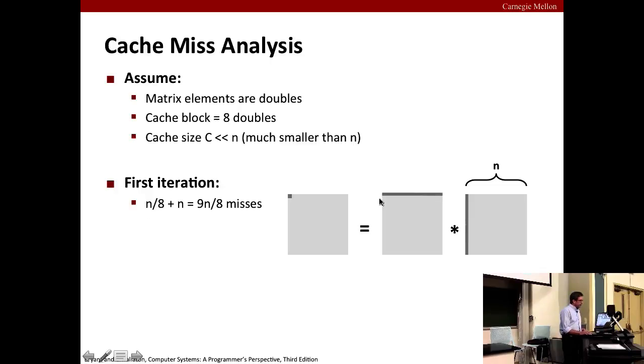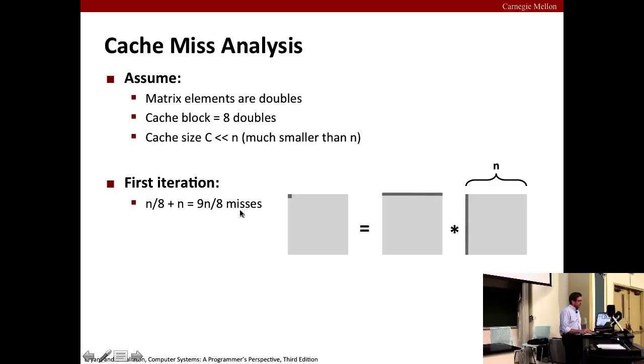For the first iteration, we're going to miss n over 8, and since there's n for each element, for each block, I'm sorry, so this is the number of blocks and the number of misses, and then we have n elements. So the total number of misses is 9n divided by 8 misses for the first iteration.